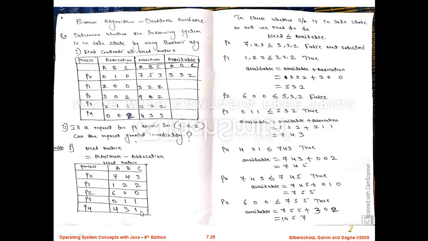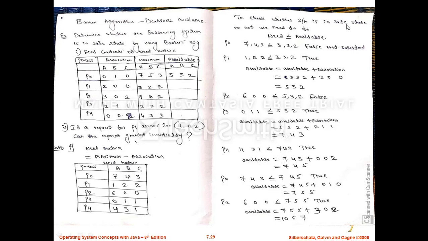This is a need matrix. For this we will be getting around 2 marks to calculate the need matrix. It is only about subtraction, that is maximum minus allocation. Next, we need to check whether this system is in safe state, because he has asked you to determine whether the following system is in safe state.